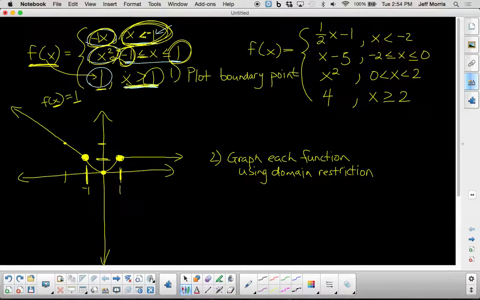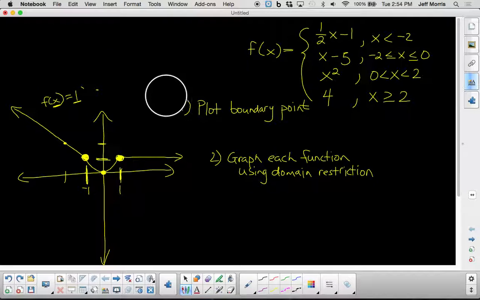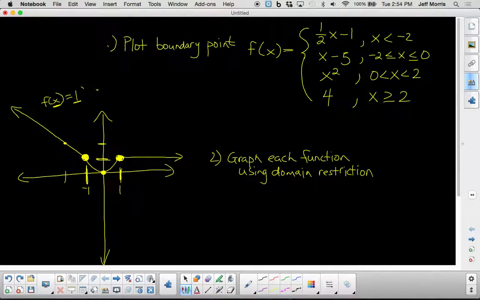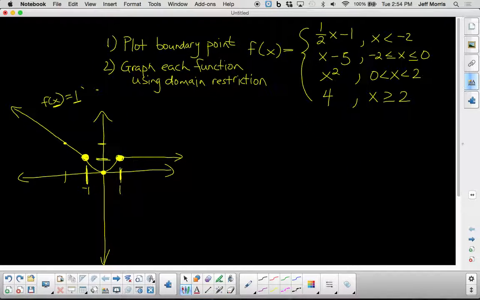So let's try that for this next one. I'll erase this and move my directions over there so you can see it. So I still got my directions here. So let's try it. So you got 4 pieces to this piecewise function.